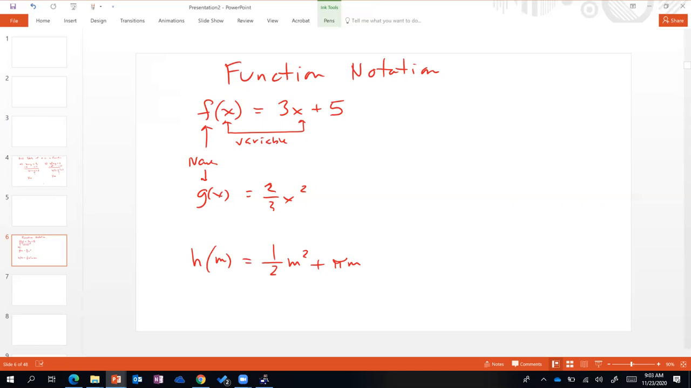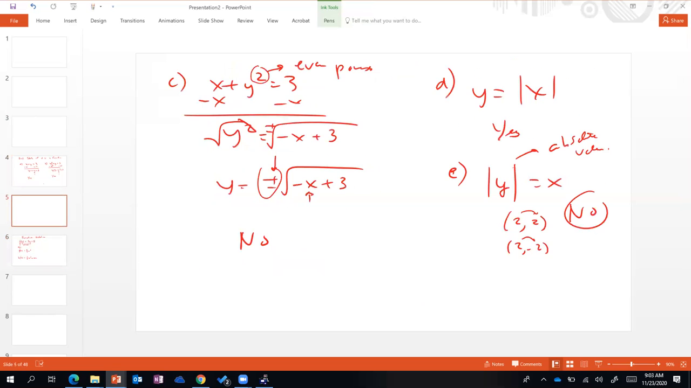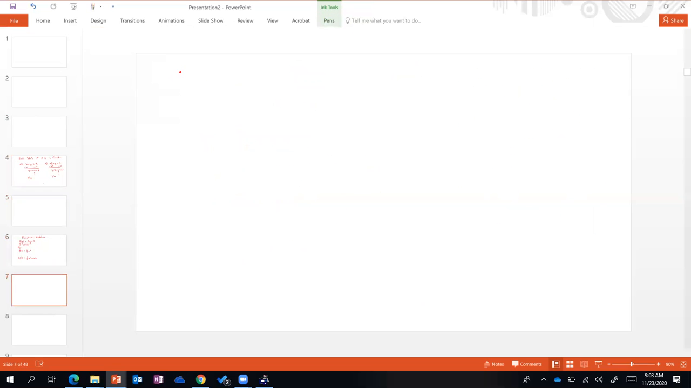So let's go with it. I'm going to give you guys some functions here. Let's see if we can put them together. So 1, 2, this is 3 now, right? Exercise 3. And we usually call it evaluate the function.